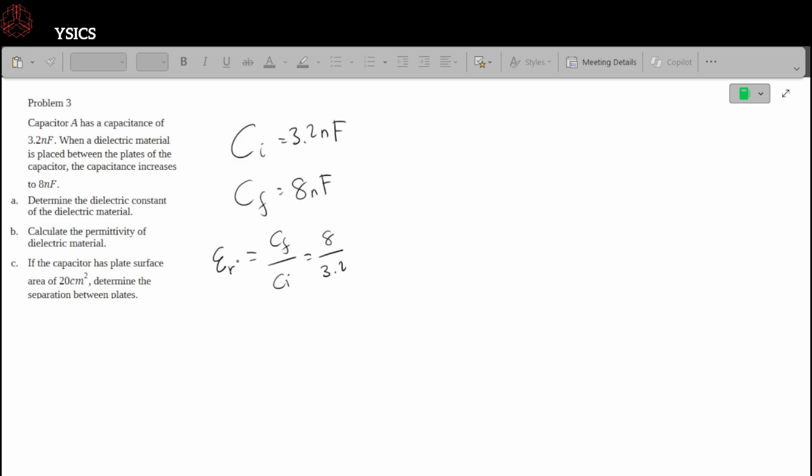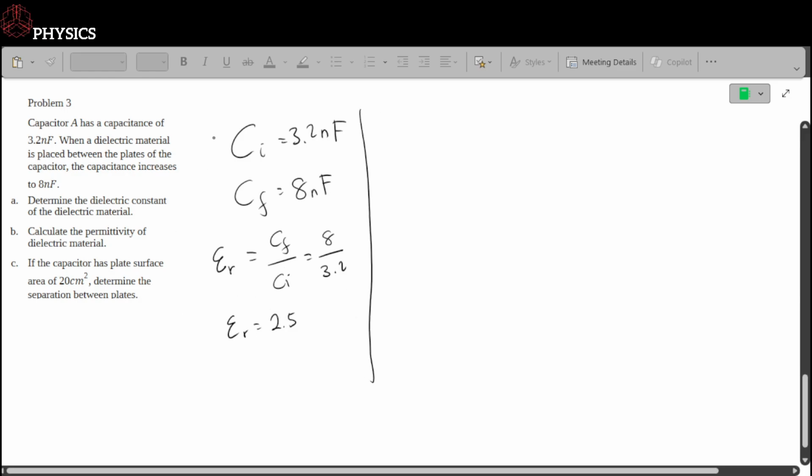Okay, so this means that my relative permittivity is just 2.5. Again, relative permittivity is just a constant, right? It has no units. Okay, let's look at B. Calculate the permittivity of dielectric material.